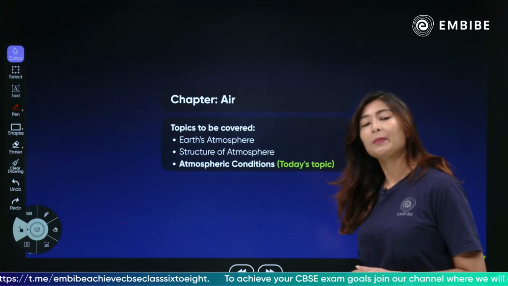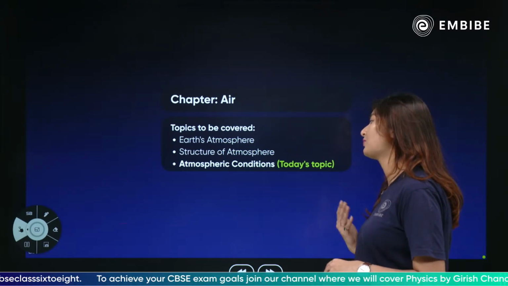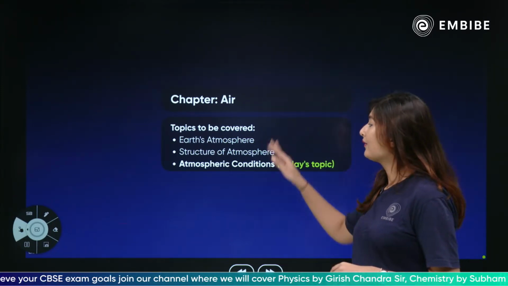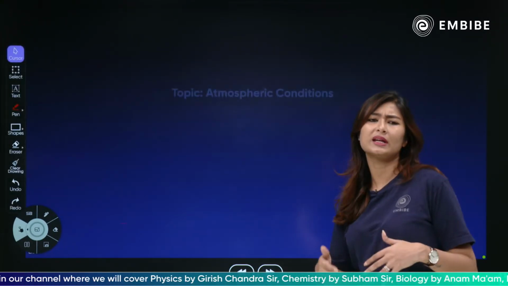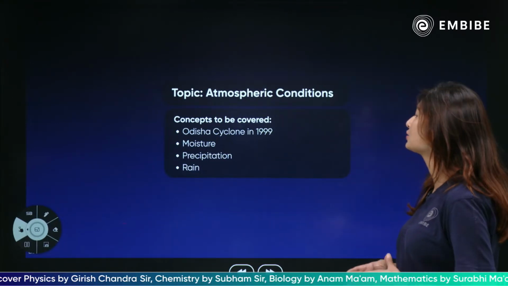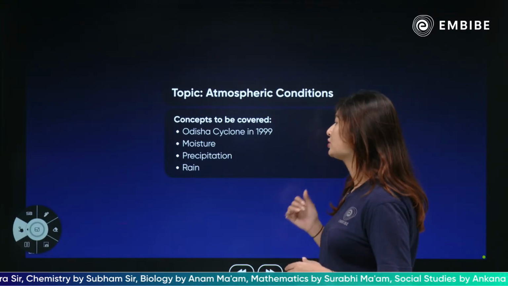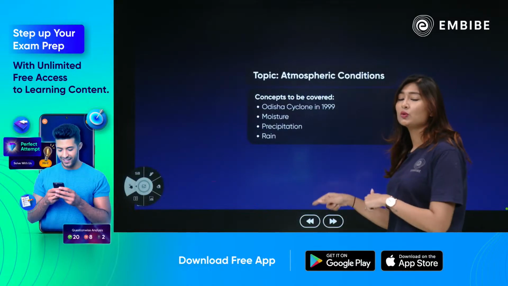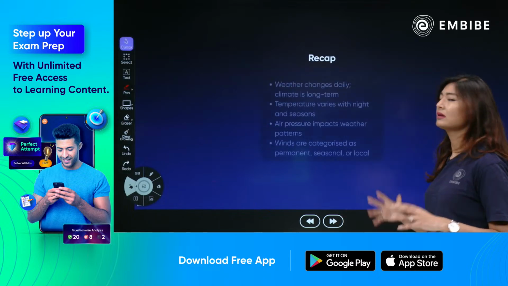Now talking about the chapter, we have divided it in three major topics. First is Earth's atmosphere, then the structure of atmosphere, and finally you have atmospheric conditions. We have already done these two sessions. We are in the middle of atmospheric conditions. Today's session will talk about Odisha cyclone in 1999, moisture, precipitation and rain. Another session will also be conducted where we will be discussing the rest of the atmospheric conditions.